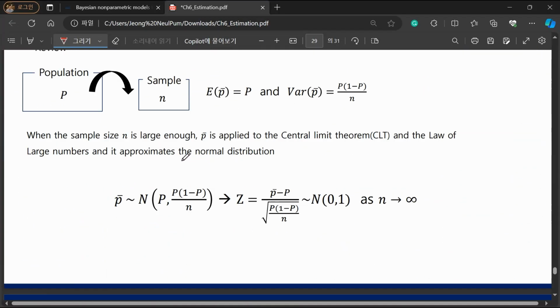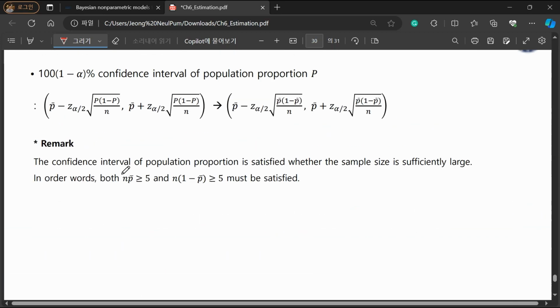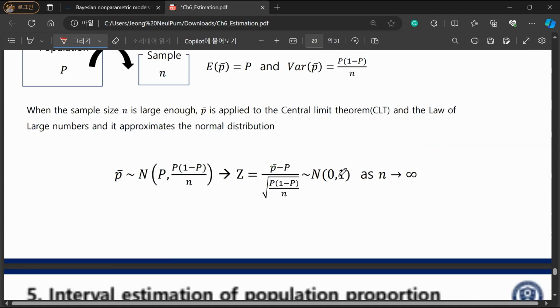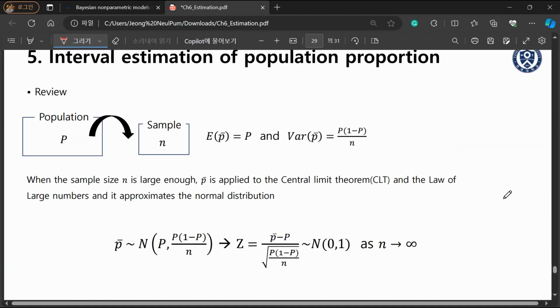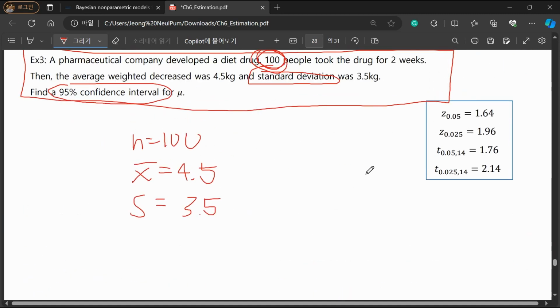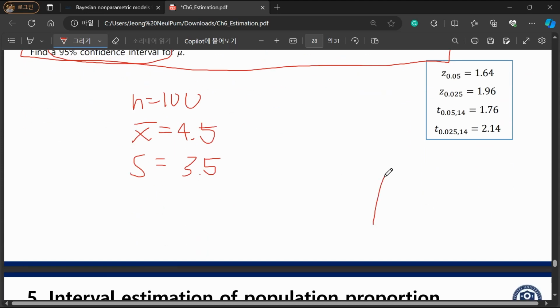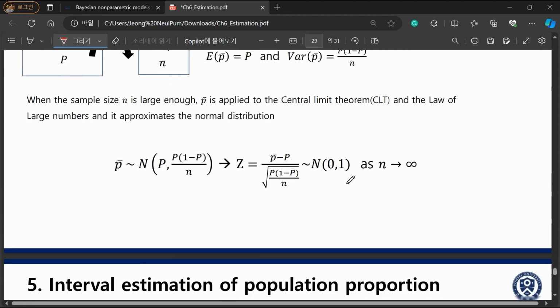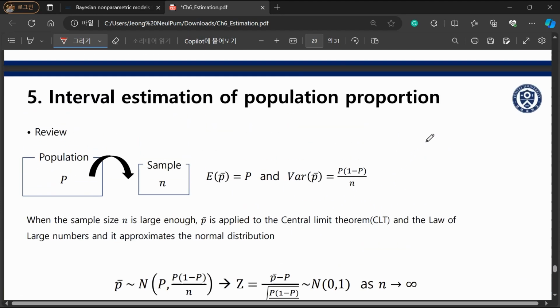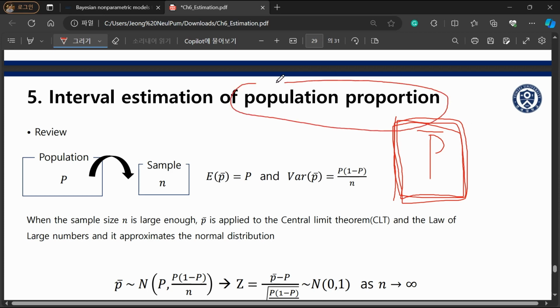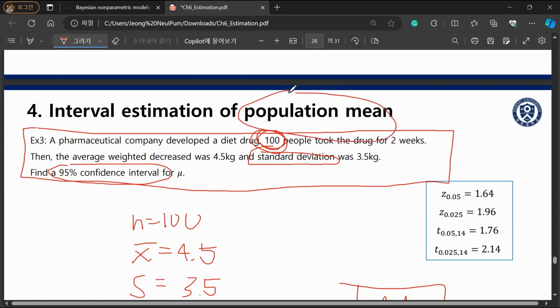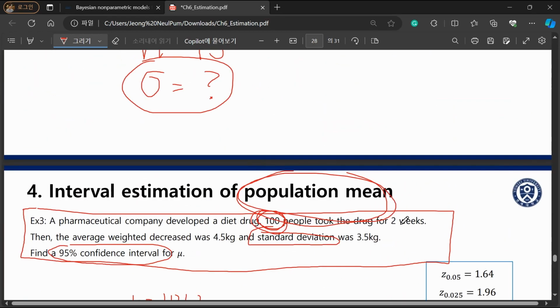And let's go to the last question from today's lecture. Until now, we have examined some formulas for getting the confidence interval related to the population mean, which is mu. However, from now on, we are going to get the confidence interval related to the population proportion. So what I want to say is that we are dealing with something different from the previous one. So make sure that the situation is different from the previous one.